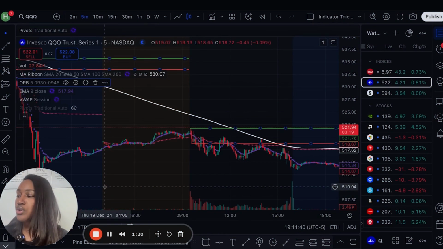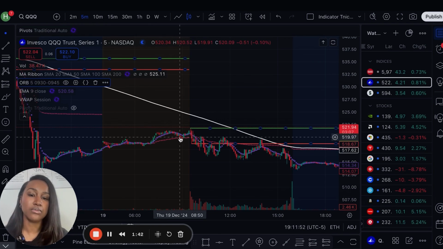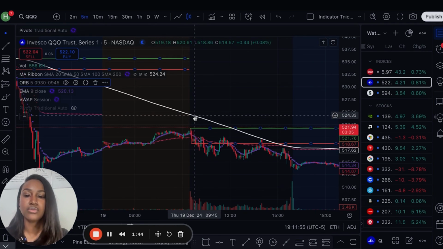So I have just shown you the ORB, my first indicator that I use. The second one that I use is going to be the 200 SMA, which stands for 200 simple moving average. Okay. And in my case, my 200 is white, right? And you can change it for whatever style you like, okay?